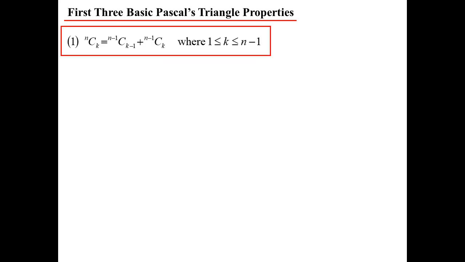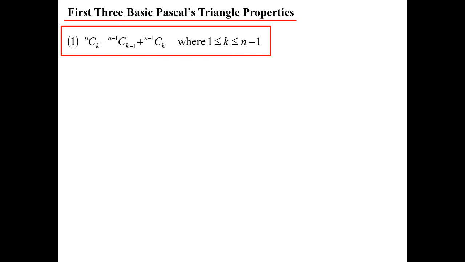So, we're going to have a look at the first 3 basic Pascal's triangle properties. Now, the first one here is that nCk equals (n−1)C(k−1) plus (n−1)Ck. That's basically the formula that allows you to create each row, because what it's really saying is, if I want to work out the number, I add the 2 numbers in the row before. So n−1 is the row before, I add the 2 together, and I'll get the nCk.